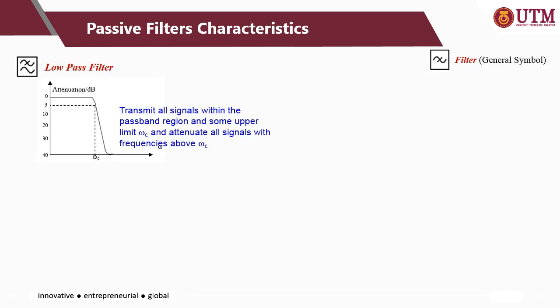Right, so this is another revision. So a passive filter characteristic. So for the low pass filter or LPF, okay, it transmits all signals within the passband region. So this will be your passband region. Okay, and some upper limit of omega c, and attenuates all signals with frequencies above omega c. So the outside passband region will be rejected.